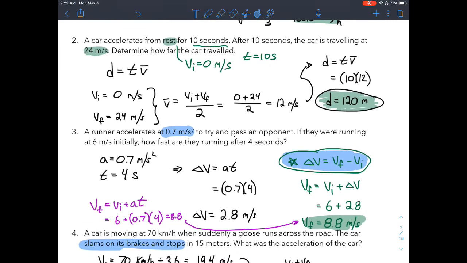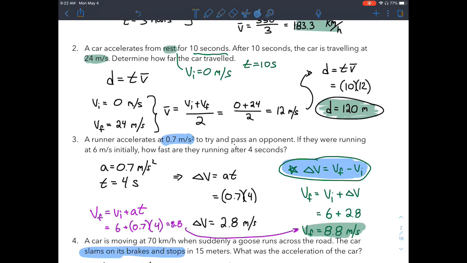This last question, a car braking, this one's yours. We'll go over this in class. You can try this one. These are just basic kinematic formulas, good practice to get you warmed up for this unit.